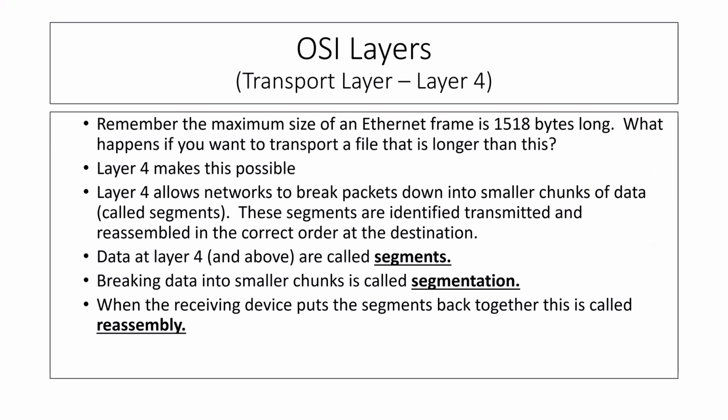So what happens at layer 4? Data is broken down, and when it breaks down, it's called segmentation. Each of those smaller segments is transmitted across the network. When the receiving device gets these segments, it places them back together in the correct order, and that's called reassembly.